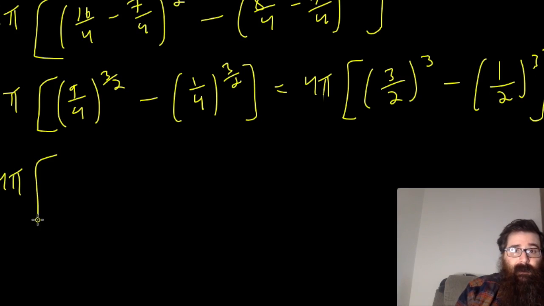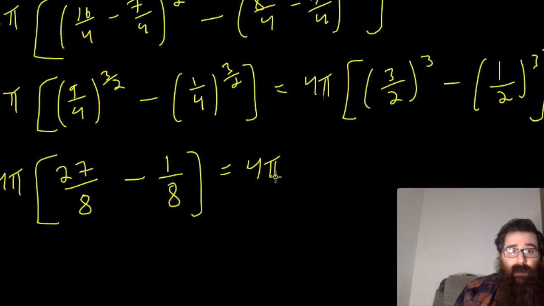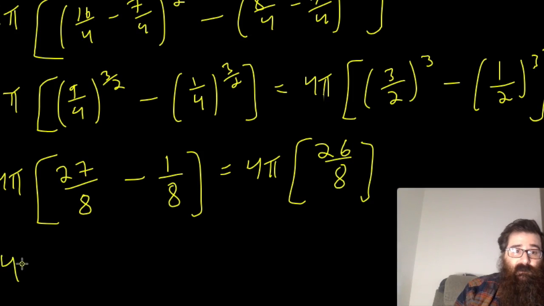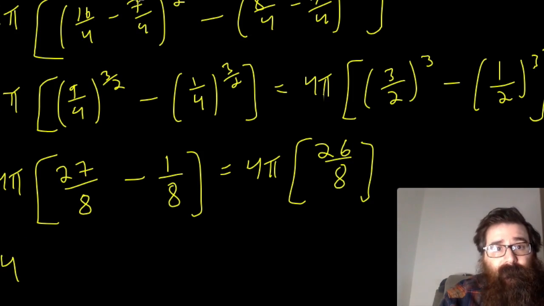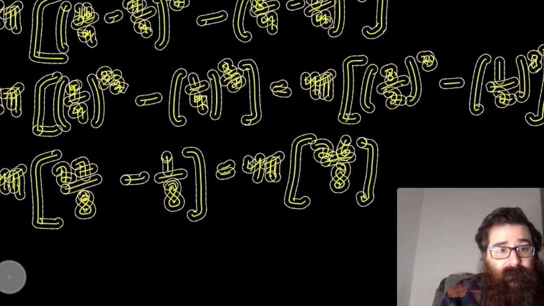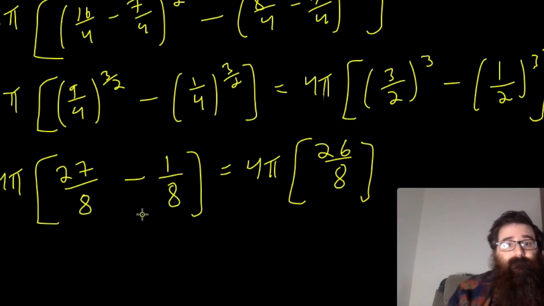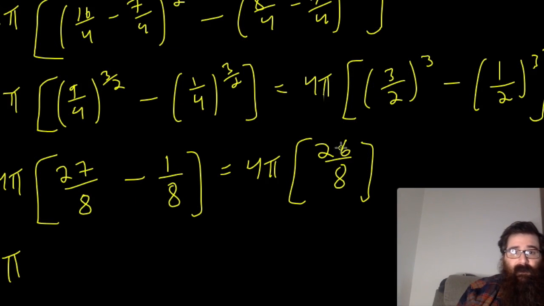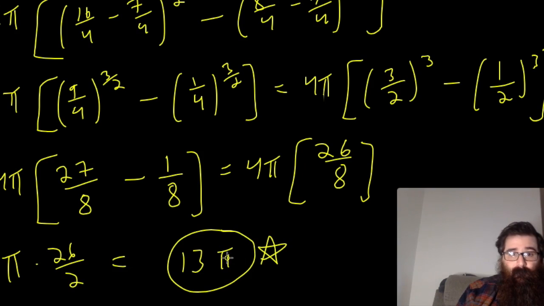So we have 4 pi, 3 times 3 times 3 gives us 27, over 2 times 2 times 2 is 8, minus 1 times 1 times 1 is 1, over 8. So 4 pi, subtracting the fractions, we get 26 over 8. Almost, well here if I go ahead and reduce the 4 over 8, that's what I would like to do next. So I have pi, but then I have 26 divided by 2, which is going to give me 13 pi for this one.